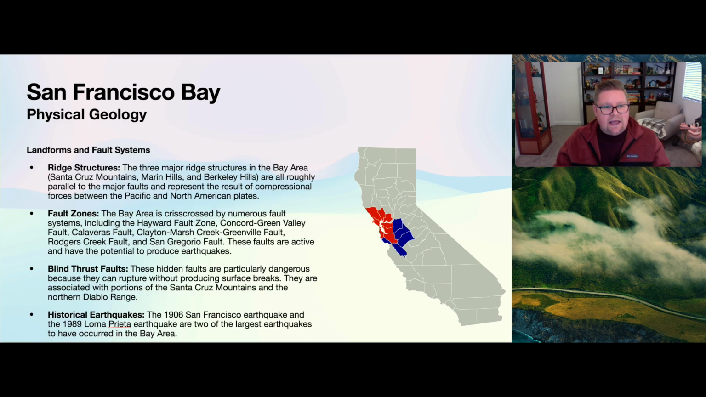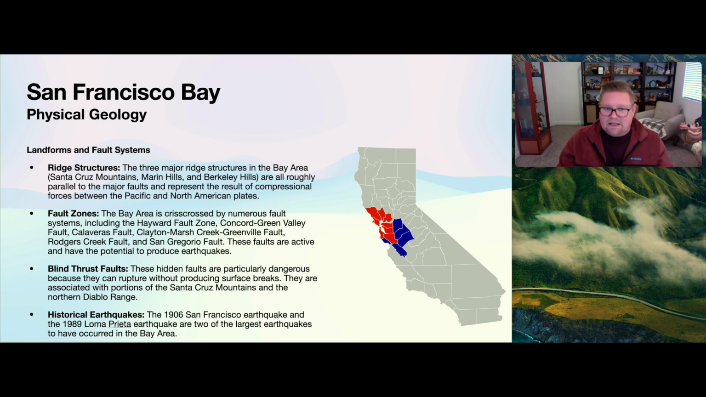All right, looking at the physical geology, so there's ridge structures, fault zones, blind thrust, and then we have some historic earthquakes. So the ridge structures, there's 3 major ridge structures in the Bay Area. You've got the Santa Cruz Mountains, the Marin Hills, and the Berkeley Hills. They're all roughly parallel to the major faults and represent the result of compressional forces between the Pacific and the North American plates.